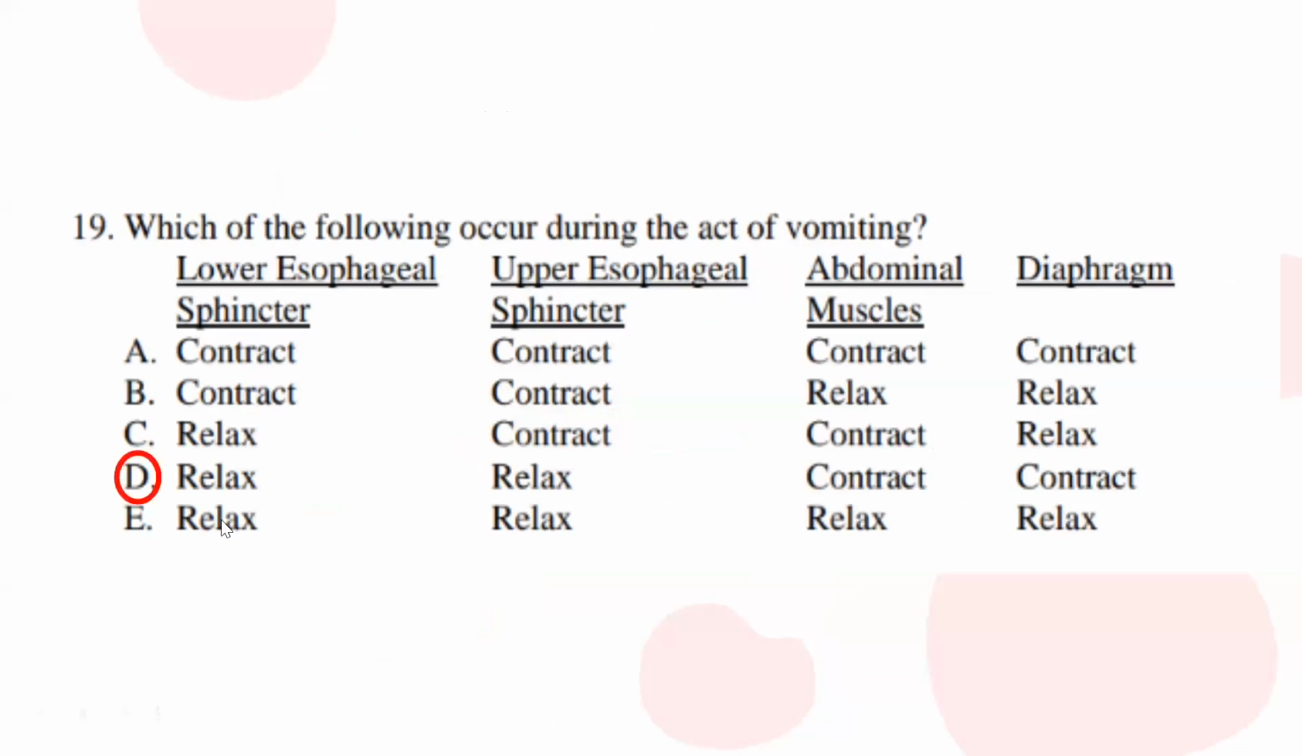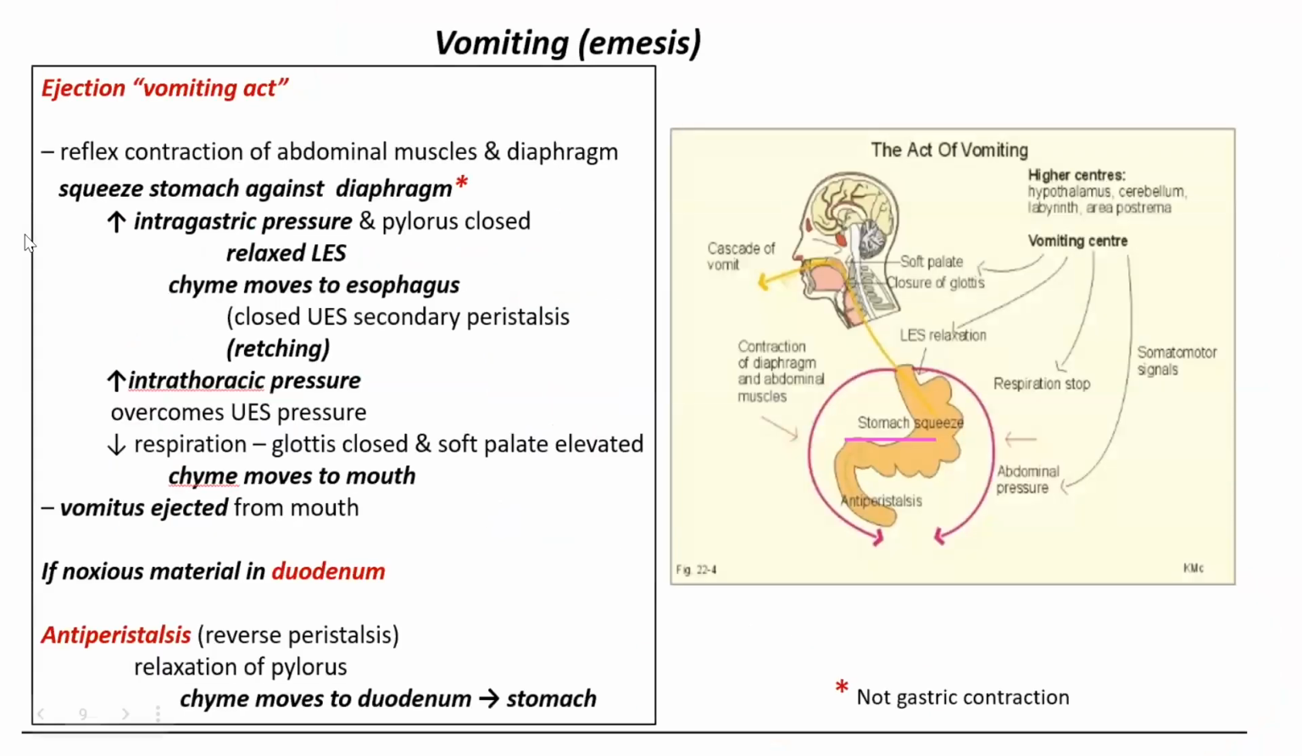The lower esophageal sphincter is going to relax. That's how the vomitus moves up. The upper esophageal sphincter also relaxes. That's how the vomitus is going to move out of the mouth. And both the muscles are going to contract. Let's look at this in more detail. So you have reflex contraction of the abdominal muscles and the diaphragm. And this is when your stomach is getting squeezed against the diaphragm, so it increases the intragastric pressure. This is increasing the intra-abdominal pressure, right?